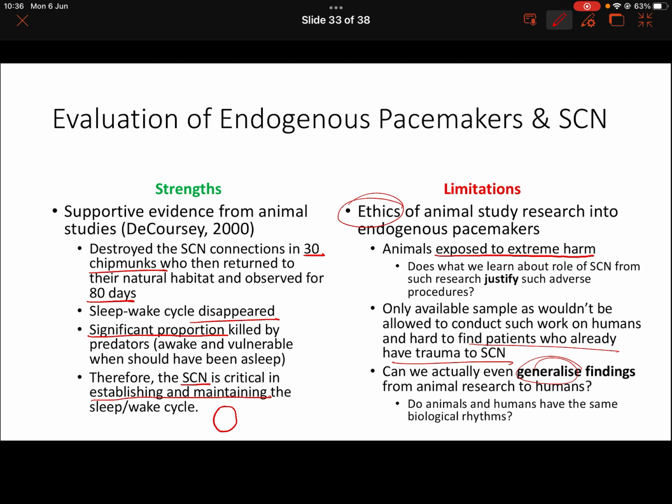But does that justify such adverse procedures? Does that justify intentionally harming, knowing that they may be killed by predators? That is a cost-benefit analysis that we need to really perform.